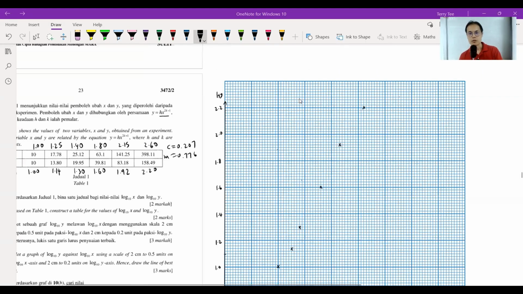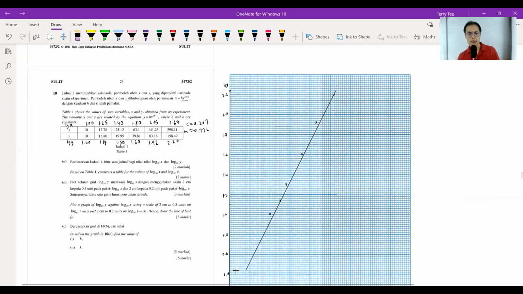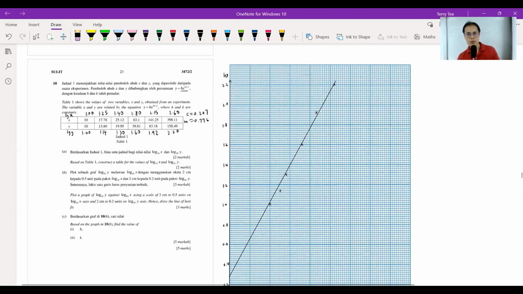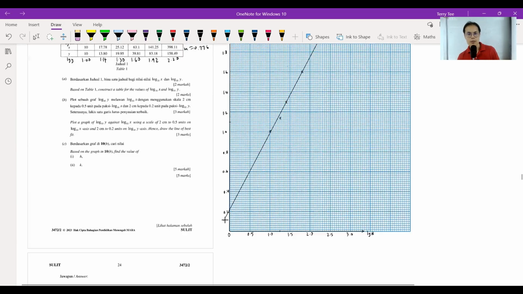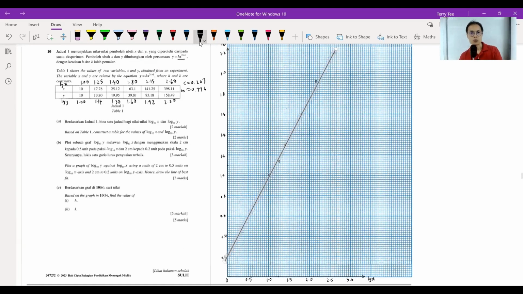Okay, now let's draw. I know my line of best fit must pass through the y-intercept, pintasan y, which must be 0.21. You can write 0.21. I'm going to adjust it and make sure it passes through 0.21, which is around here, between 0.20 and 0.22.